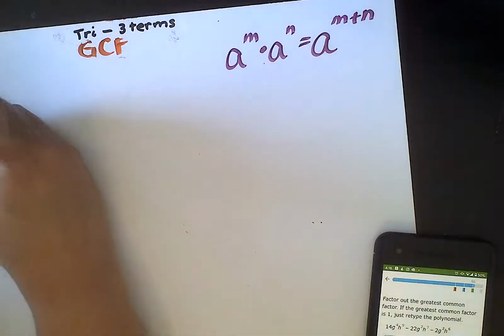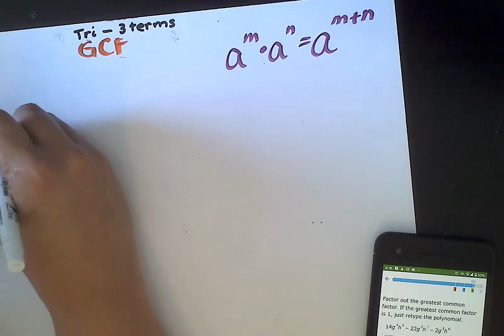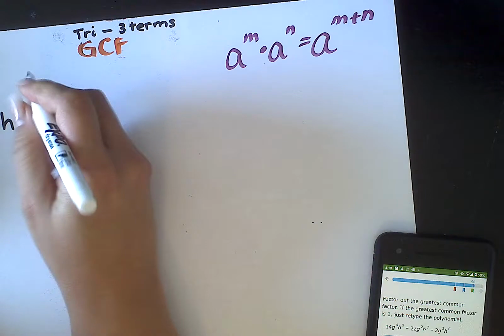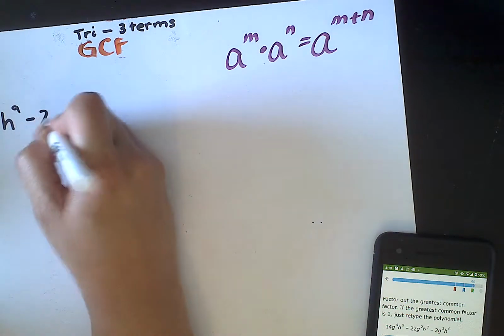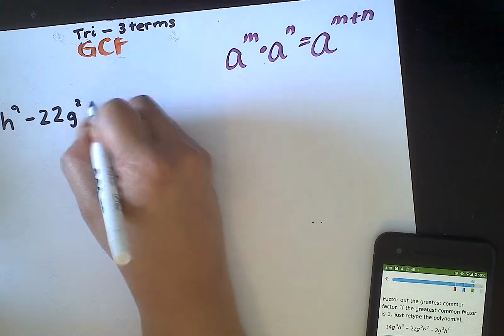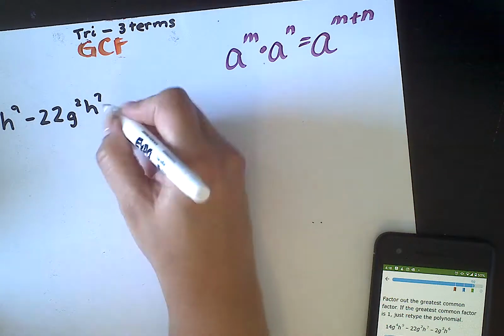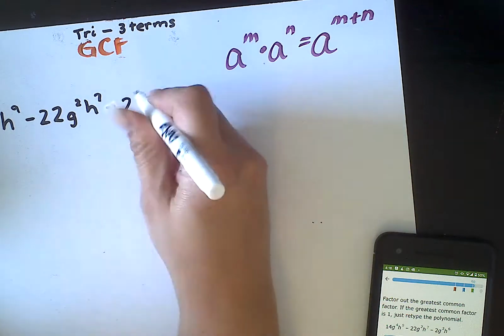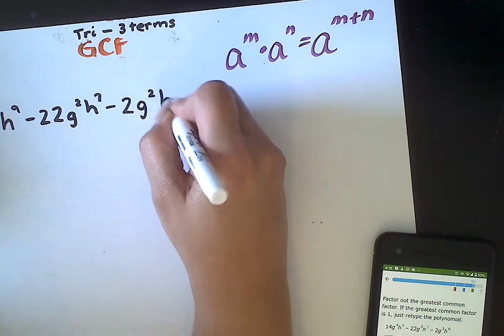I'm going to write it out here where it's a little bit bigger. That's 14 g to the 4th, h to the 9th, minus 22 g squared, h to the 7th, minus 2g squared, and then h to the 6th.